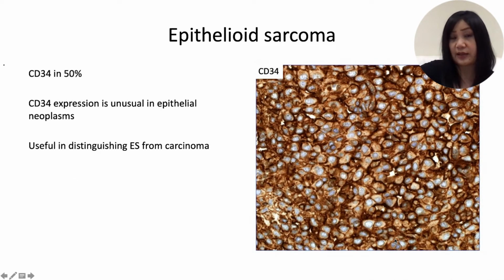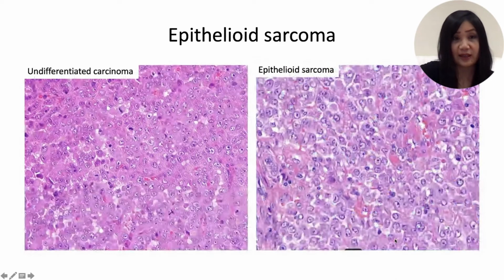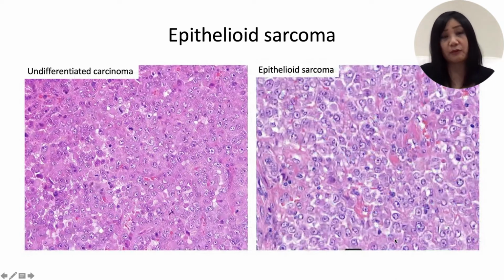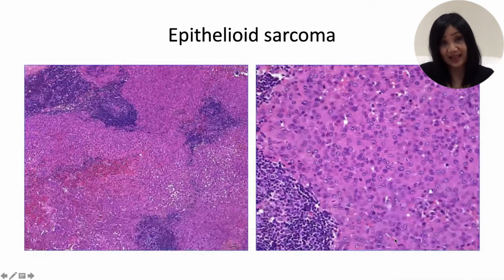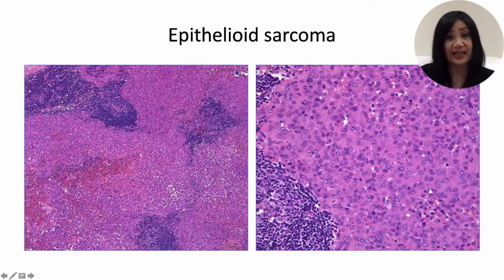Here we see the diffuse and strong CD34 expression, which is extremely useful in distinguishing epithelioid sarcoma from carcinoma. Again, epithelioid sarcoma on the right next to undifferentiated carcinoma, and there is no morphologic difference between the two. Epithelioid sarcoma in a lymph node, again, we can mistake this for metastatic carcinoma.